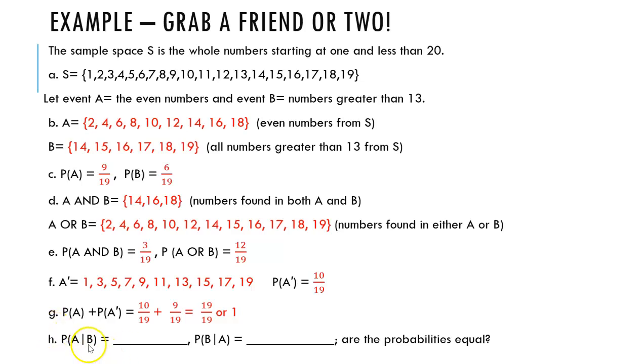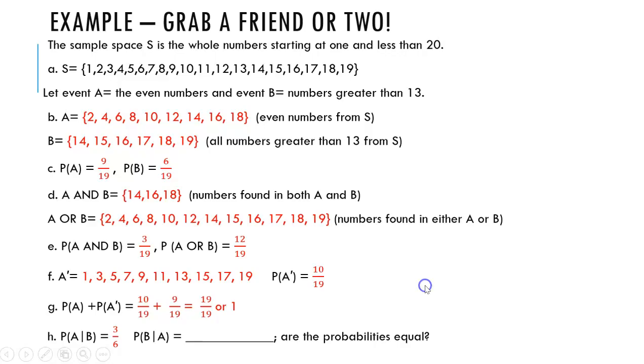All right, so the last one down here, the probability of A given B. We know that B is all the numbers greater than 13. So given B, I only have these 6 numbers to choose from. That means my denominator is going to be 6. Then we want the probability of an even number. Out of these, that would just be the 14, the 16, and the 18. So the probability of A given B is going to be 3 out of 6.